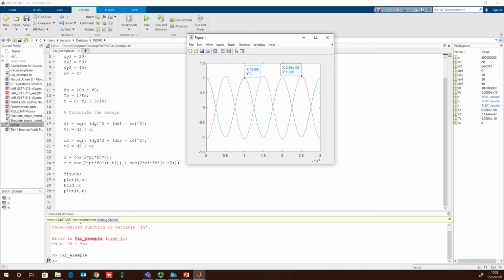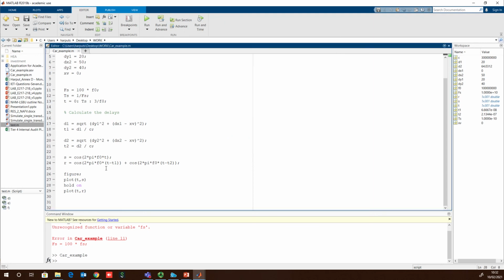Okay, that's good. Now what we're going to do is change D1, D2, or effectively T1 and T2, as a function of XV. So how is it going to work? Let's have a look. In this case, we can do a small trick.